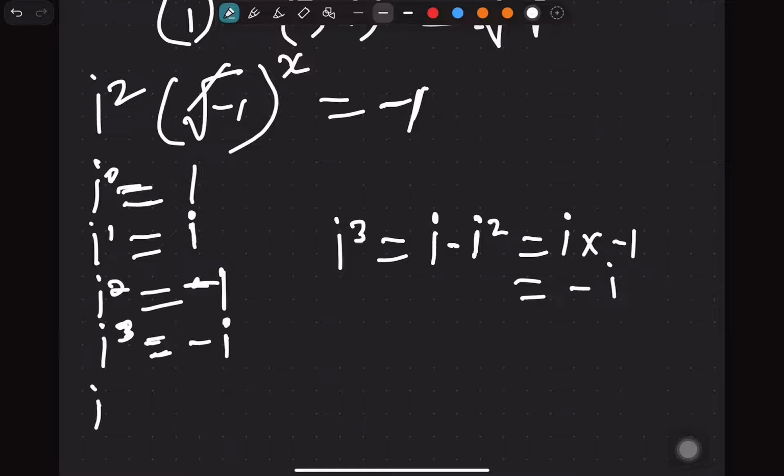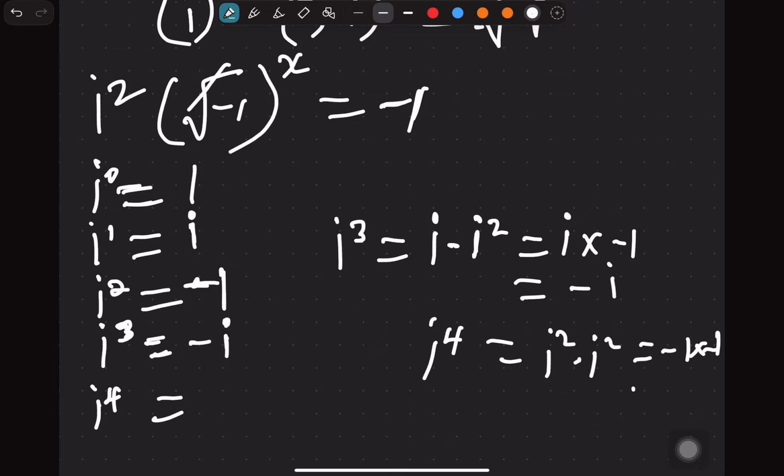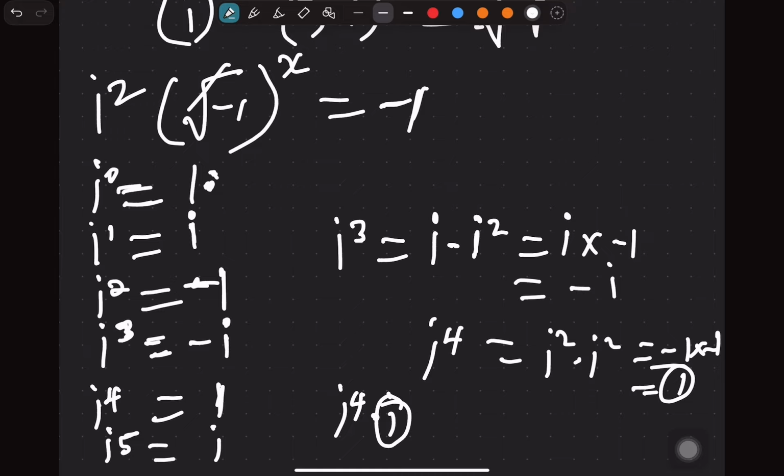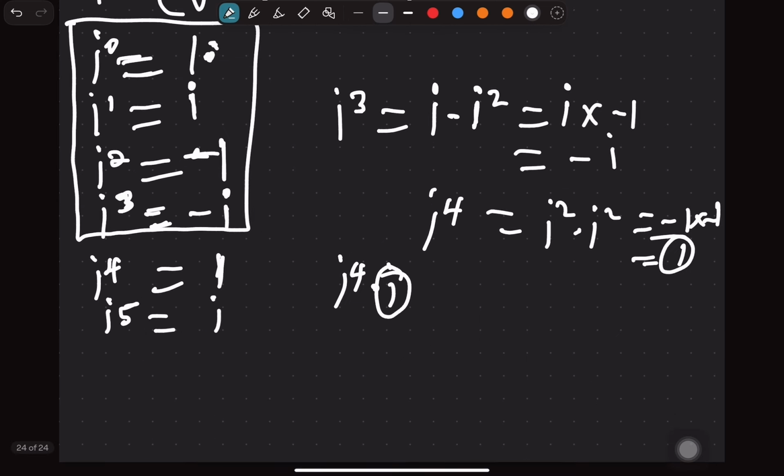Now let's continue. Let's look at i to the power 4. i to the power 4 is equal to i squared times i squared, which is -1 times -1, which is 1. Now we are back here. So i to the power 5 will give us i to the power 4 times i. i to the power 4 is 1, times i gives us i. So we are repeating this cycle. This is repetitive, so we can put this into a modulo fashion.